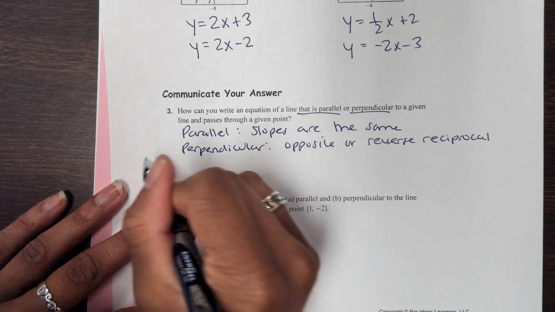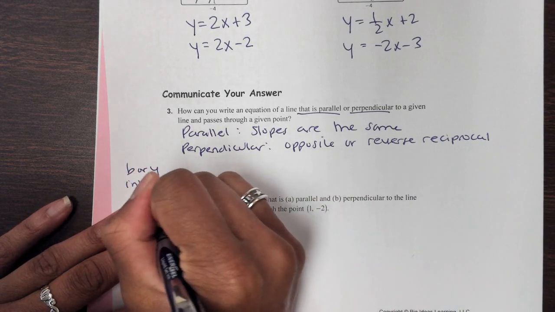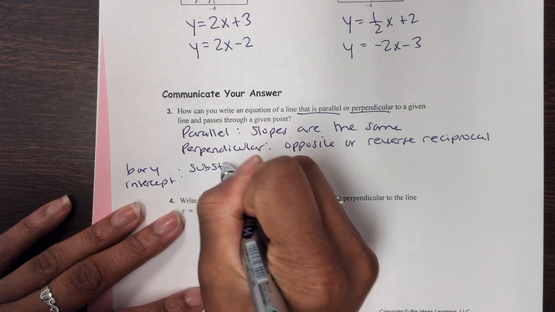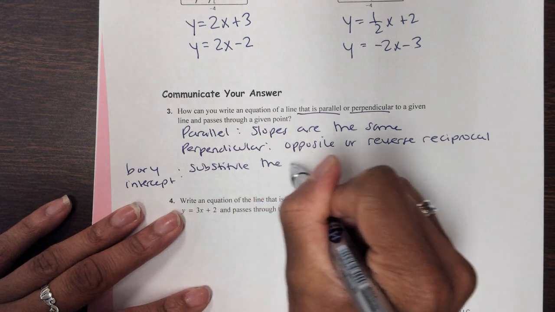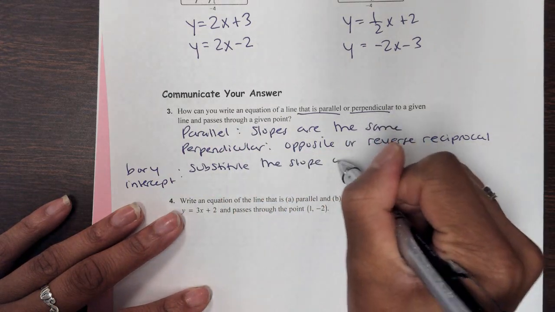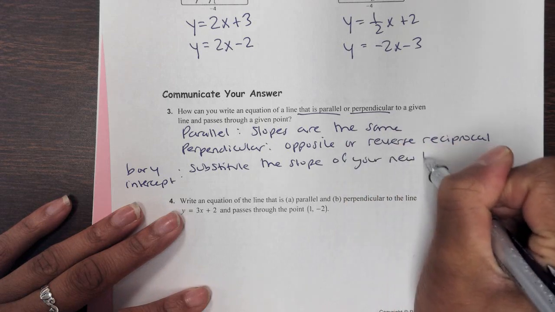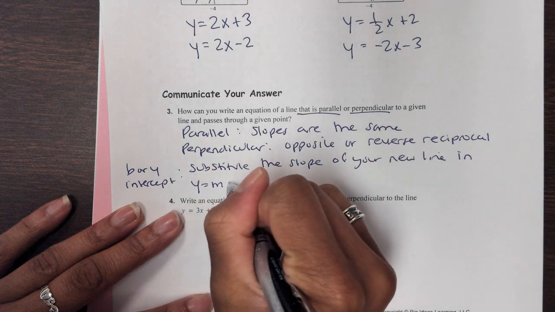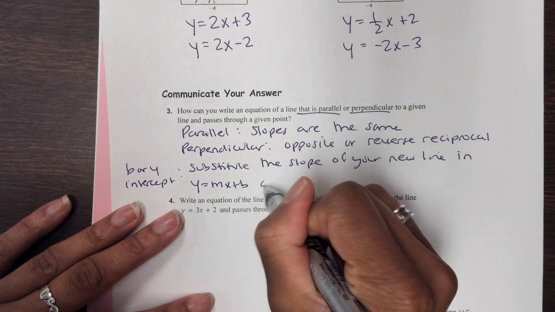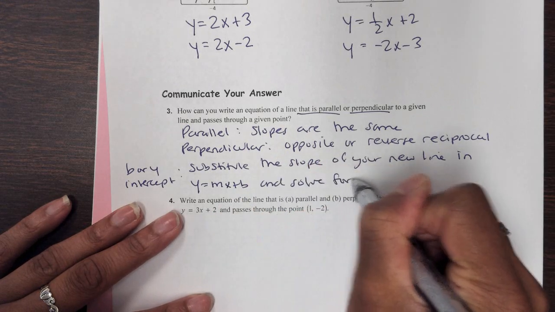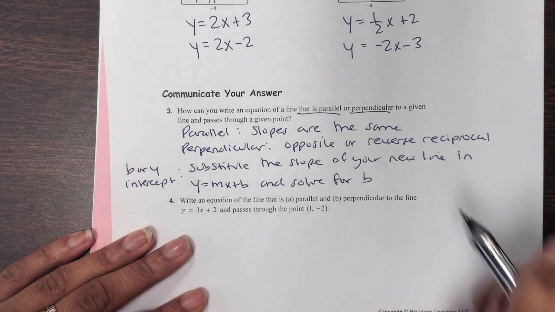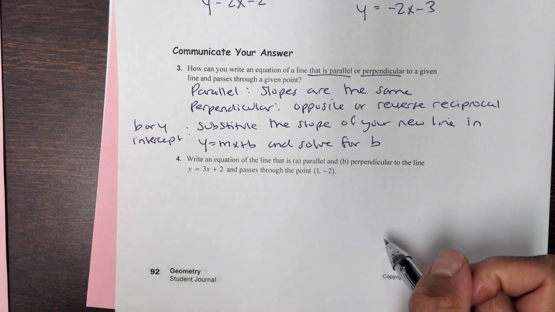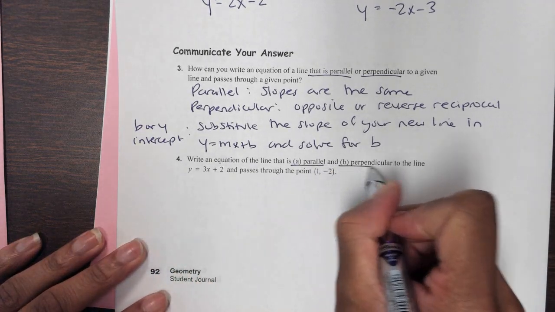Okay? So in order to find b or y-intercept, okay, you will substitute the slope of your new line in your standard form, y equals mx plus b, and solve for b. Okay? Awesome, awesome.